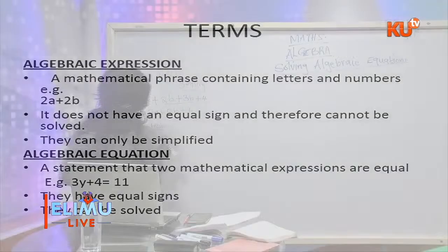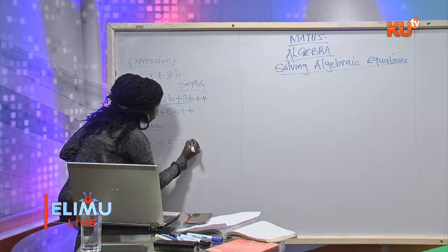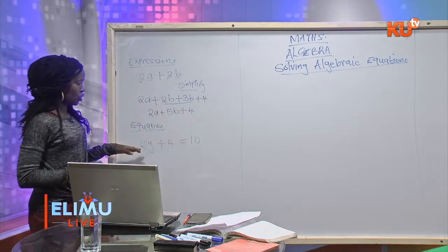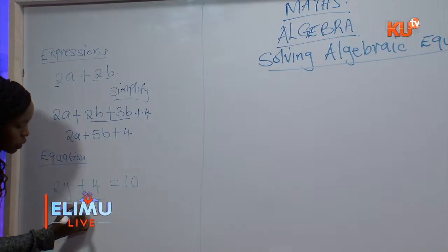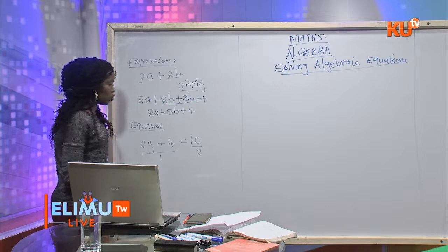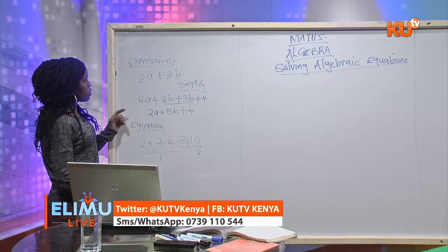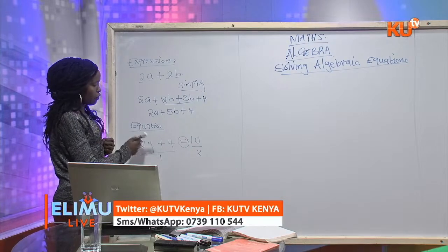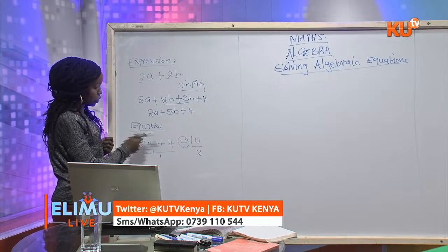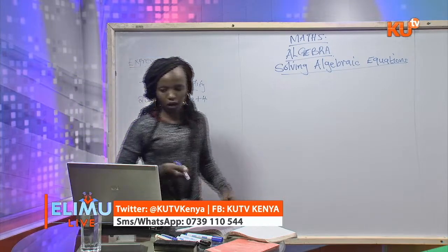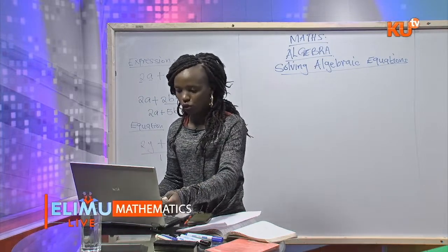For example, 2y plus 4 is equal to 10. So these are two mathematical expressions that are equal. This is expression number 1 and this is expression number 2, and they are equal. That's why we have the equal sign. So the difference between an expression and an equation is, algebraic expressions we can't solve, and for equations, we are able to solve them. So algebraic equations are solved and expressions are not solved.